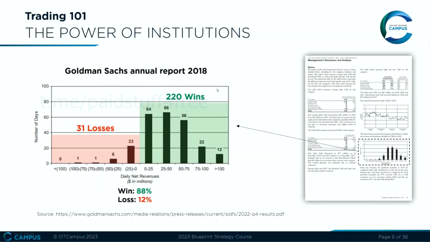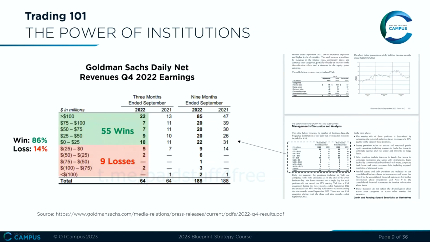Now that was 2018, and you may say, well, Jan, okay, they had a good year in 2018, who cares? I actually looked at their Q4 results of 2022. So this would be the latest results. And what you find are very similar KPIs. You have a win to loss of 86 to 14. You have 55 wins and only 9 losses.